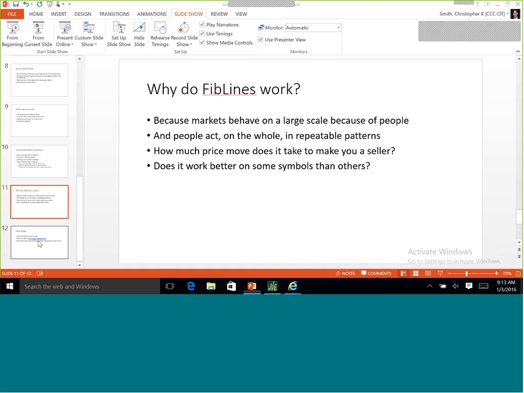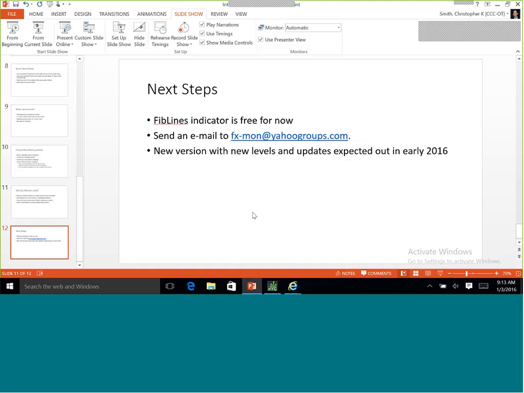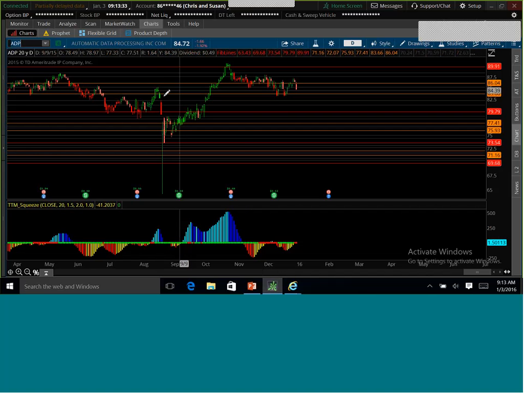So next steps: right now the FibLines indicator is free for the major indexes, SPY, IWM, QQQ, and the cash futures, your YM and your ES. And there will be a new paid version coming out in early 2016, and paid because the indicator itself is just some code, but the real work involved in the indicator is coming up with the lines, coming up with the levels.